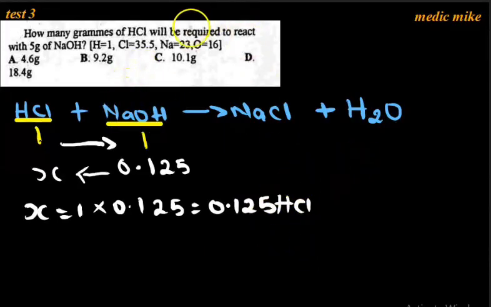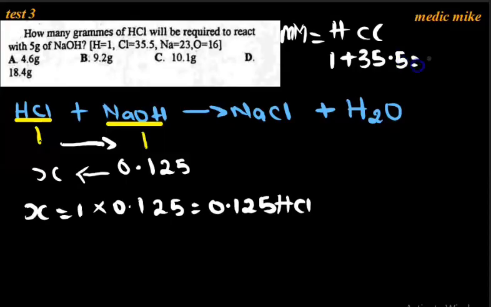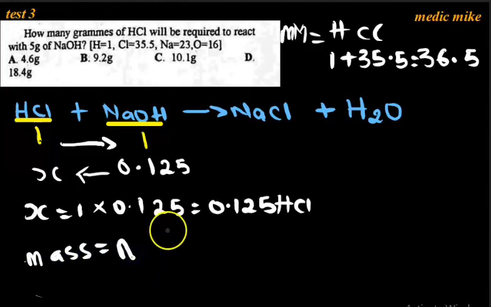So we are going to be looking for the mass, since the question is asking us to find the mass of HCl. For us to find mass, and we have mole, we need molar mass. So our molar mass will be the molar mass of HCl. So the molar mass of HCl will be 1 plus 35.5, which is 36.5.